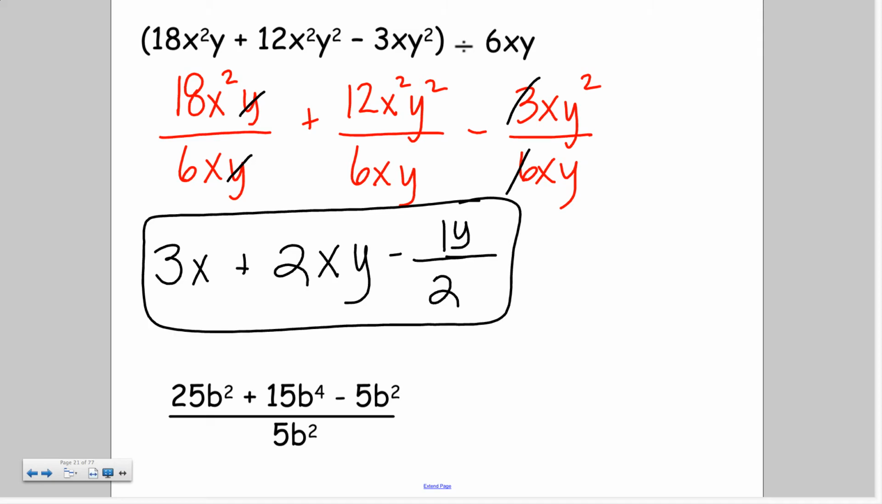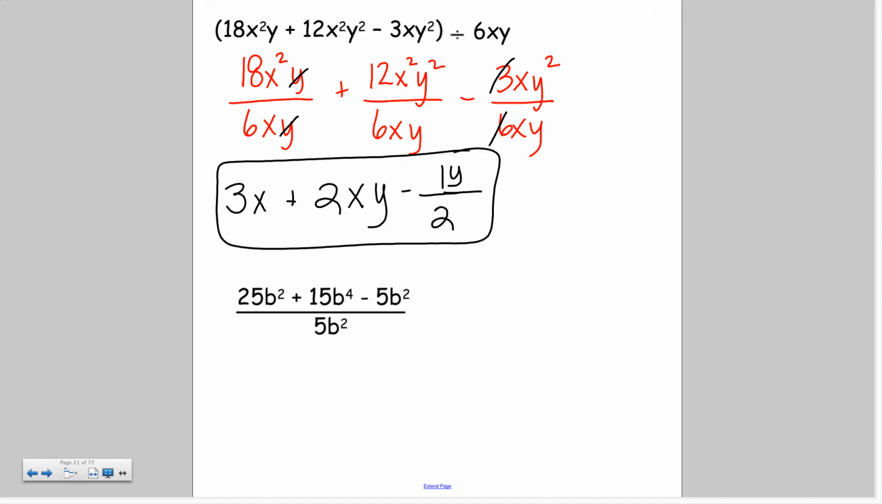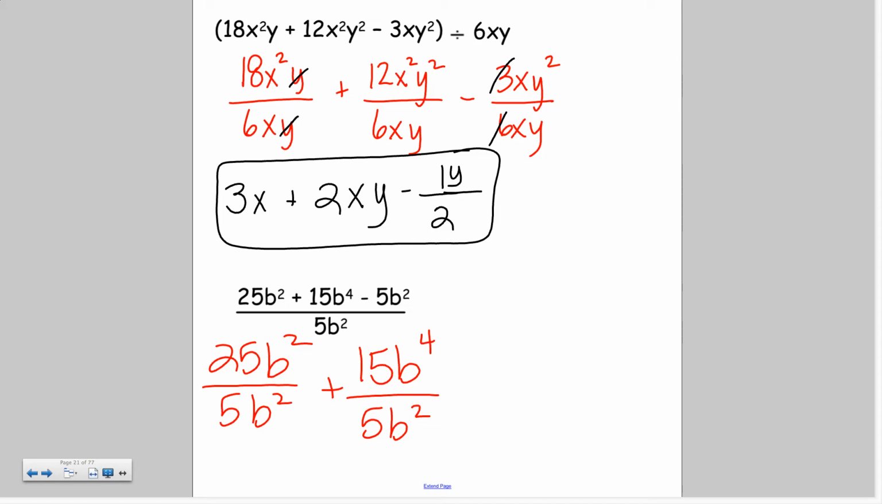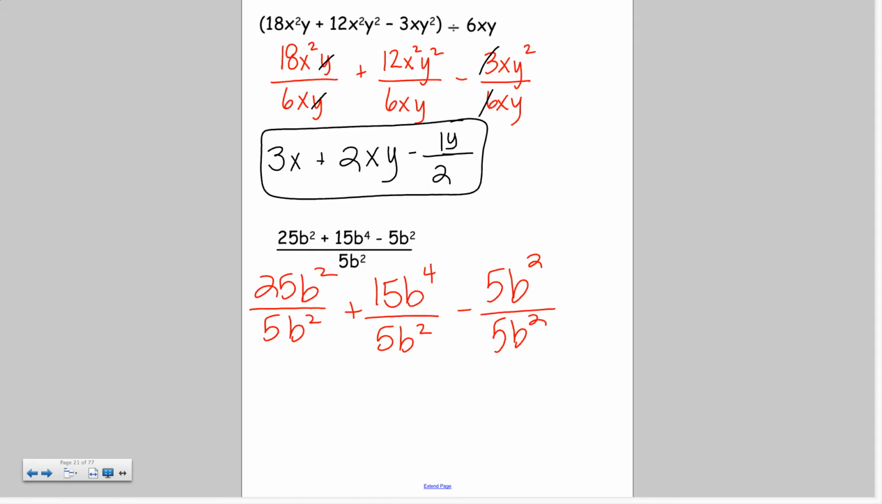Alright, third example. If you want to try this one on your own, go ahead and pause it and try it. Alright, so I've got trinomial divided by monomial, so I'm going to rewrite it over each piece. I'm hoping you noticed that the top of this, what we're dividing, wasn't in standard form. Hoping you noticed that.